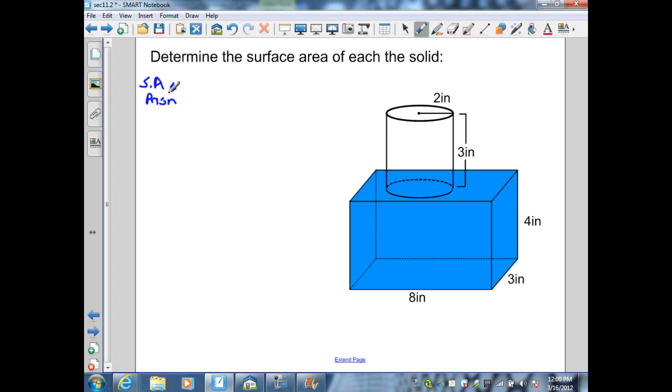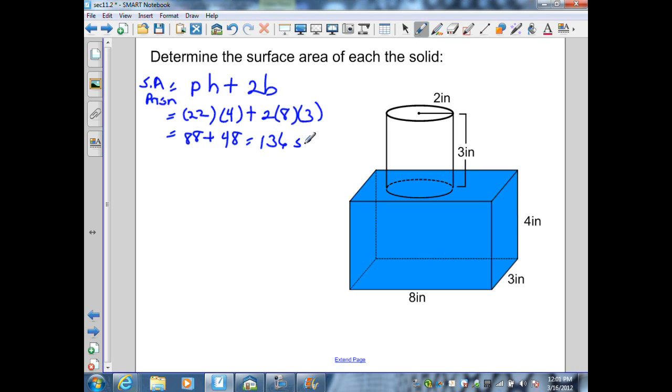and we know that equals the lateral area, which I know is the perimeter of the base times the height, plus 2 times the base areas. Therefore, I know that my base is 8 by 3. Therefore, the perimeter is going to be 8 plus 8, which is 16, plus 3 is 19, plus 3 is 22. So the perimeter of the base is 22. The height is going to be 4, plus the base area is going to be 8 by 3, so 2 times 8 by 3, because I have a top and bottom base. And when I simplify, I'm going to get 88 plus 48, which gives me 136 square inches for the prism.